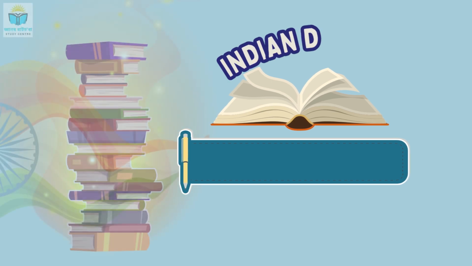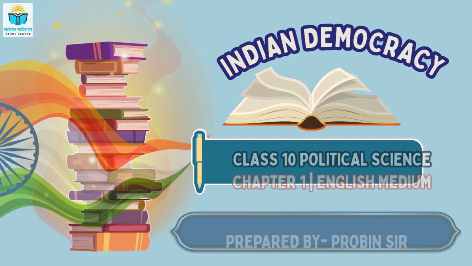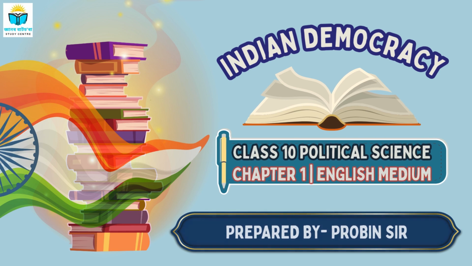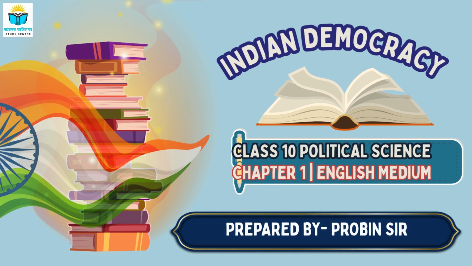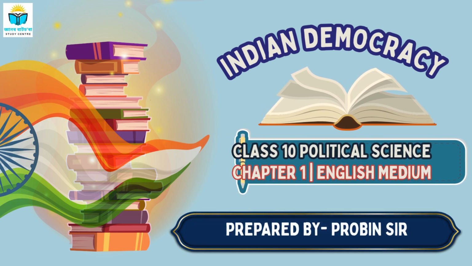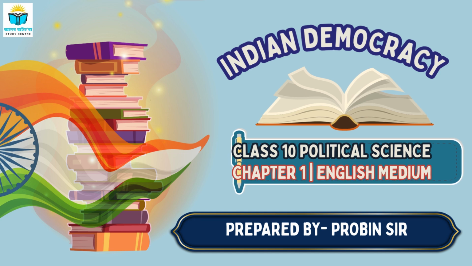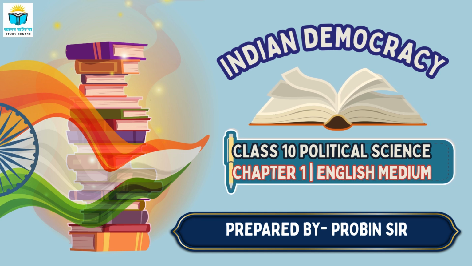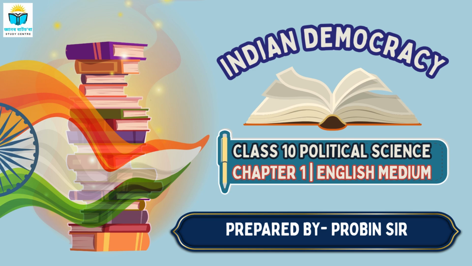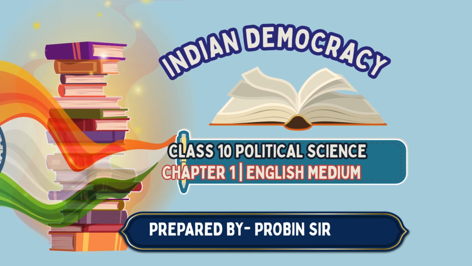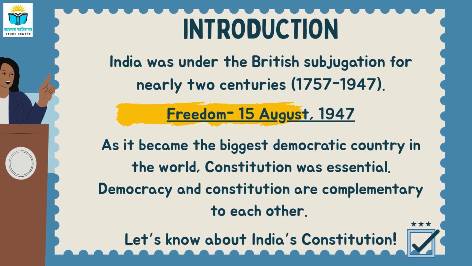Hello students, welcome to today's one-shot video on Class 10 Political Science, Chapter 1. Indian Democracy. This is a foundational chapter that explains how India became a democratic nation and how our constitution was formed. Let's get started. British rule and freedom.